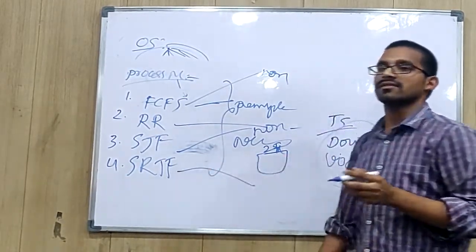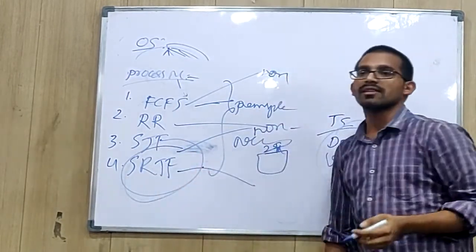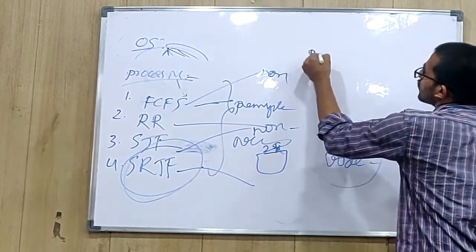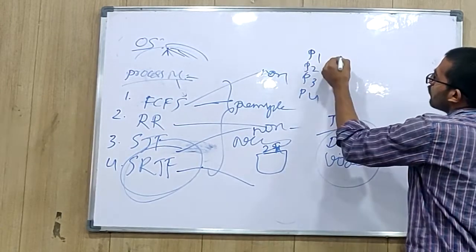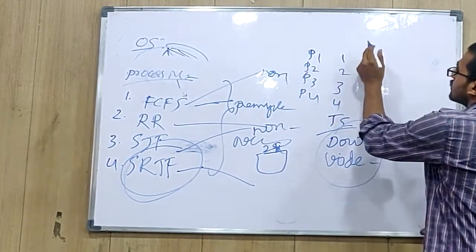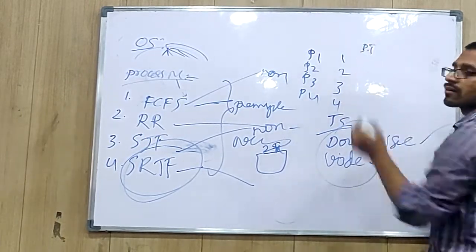Shortest remaining time first depends on preemption and priority also. Say there are some processes P1, P2, P3 and P4. They will have priorities 1, 3, 2, 4. Its execution time is the burst time.